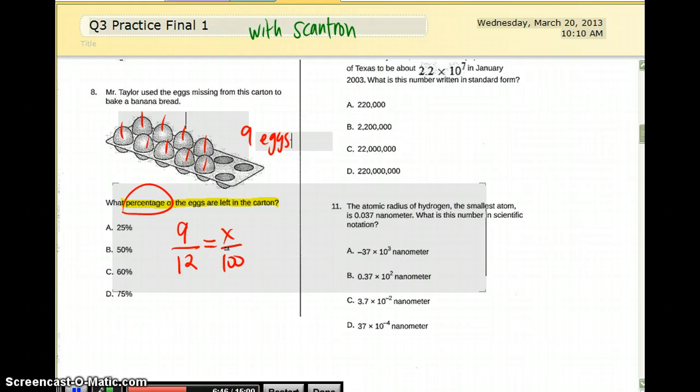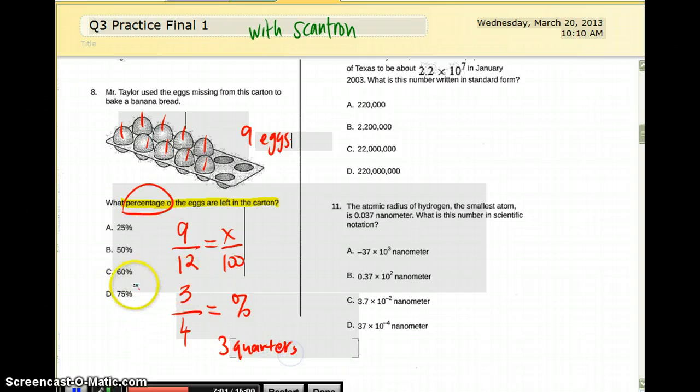If I want to do that, I can just simply divide it. I'm going to simplify 9 over 12 and get 3 over 4. And that can also help me to find the percent, which I actually already know. That percentage is 3/4, and 3/4 is the same amount as 75%. That's number 8.